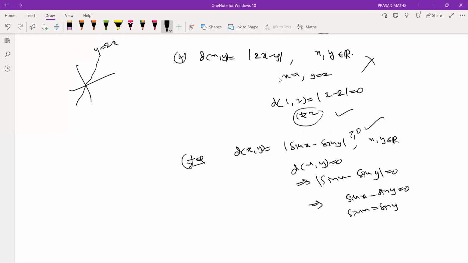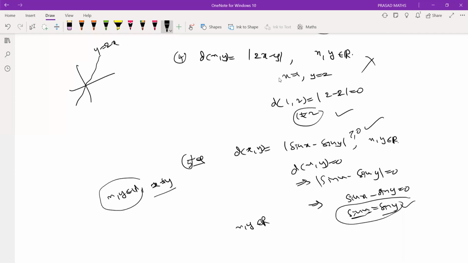Can you give x and y such that sin x equals sin y? Can you give me two distinct real numbers whose images under the sine function are the same? The answer is yes, because sine is a periodic function. We can give so many values.